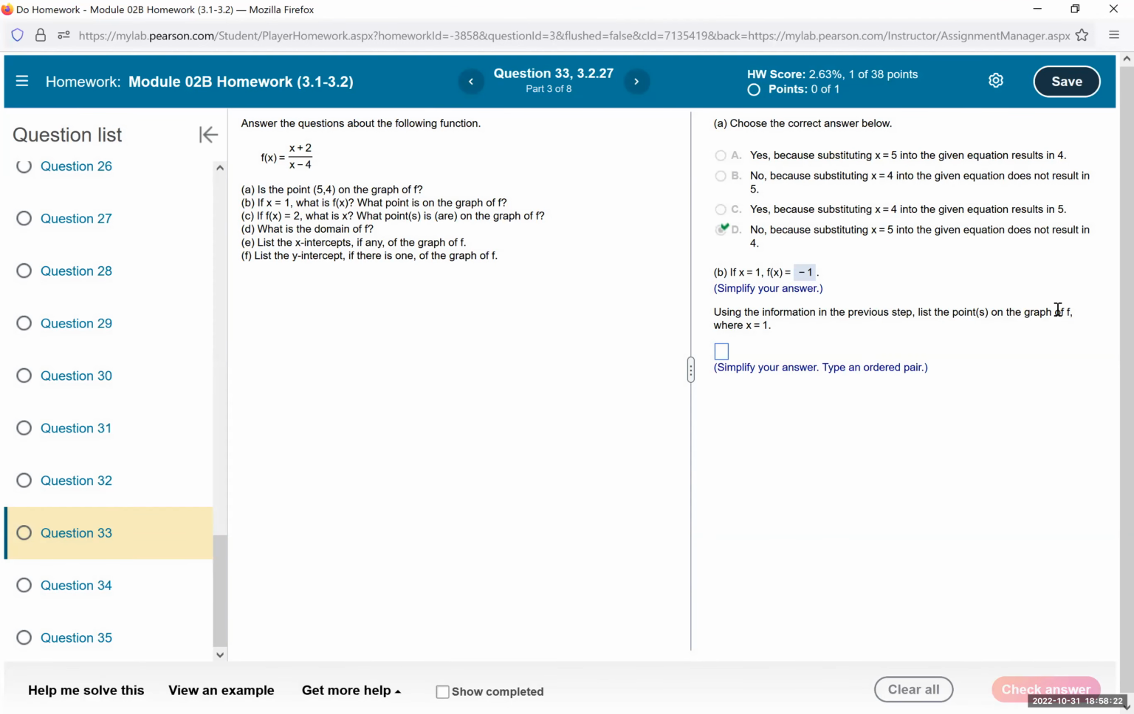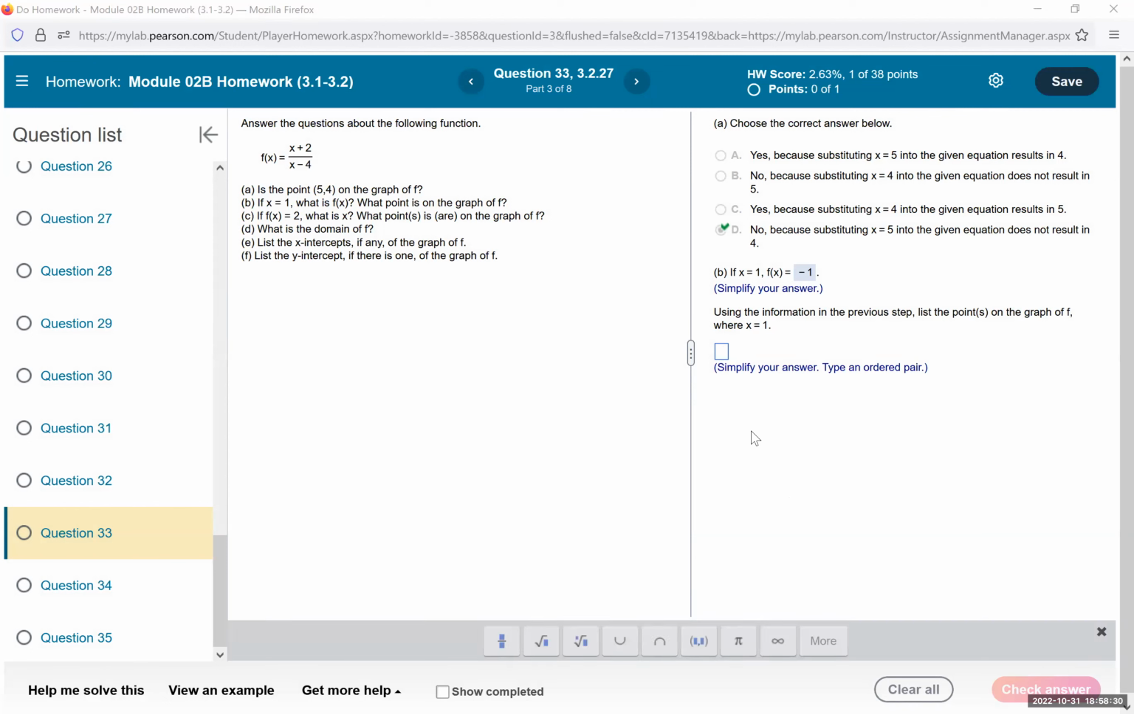Okay, list the points on the graph of f where x equals 1. So they just want us to write it as an ordered pair. And the way that you'll write a fraction would be like, so first of all, the x is 1 here. So let's finish up this one. 1 comma, and the y was -1.